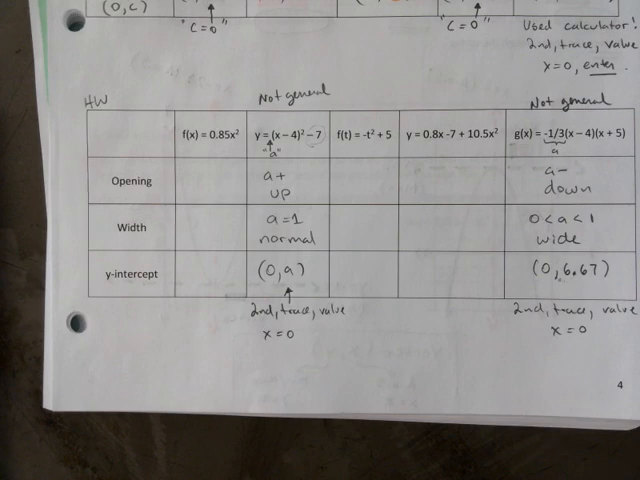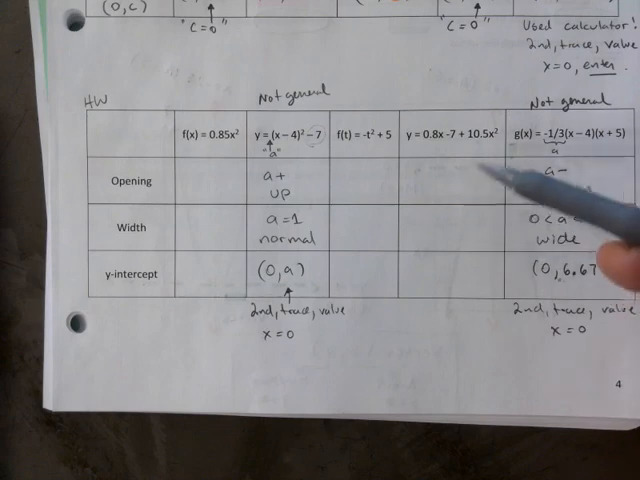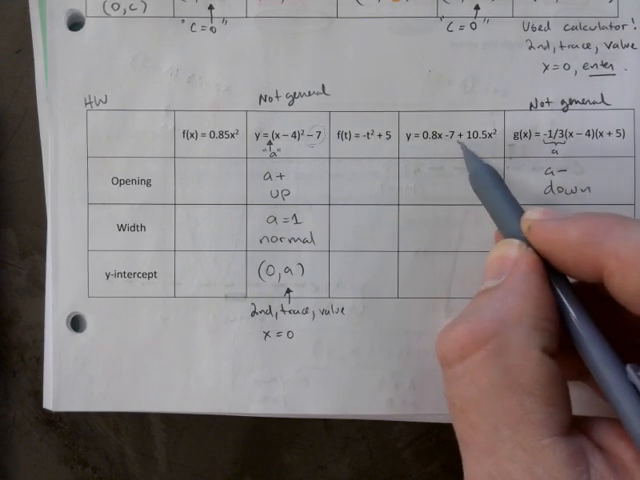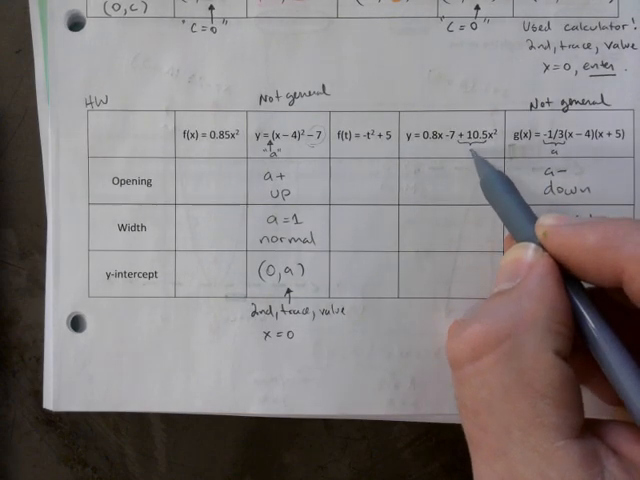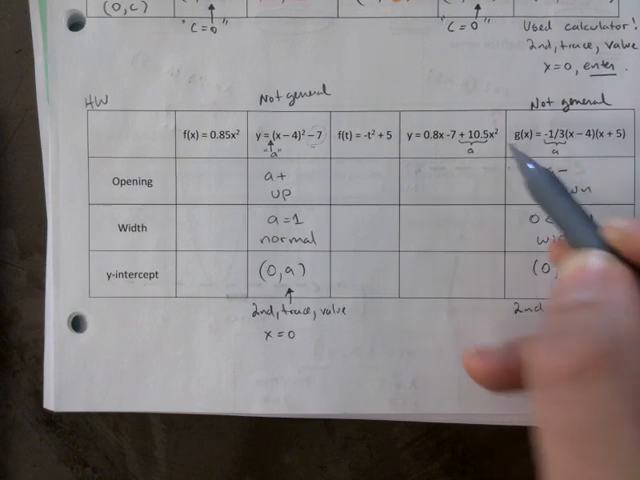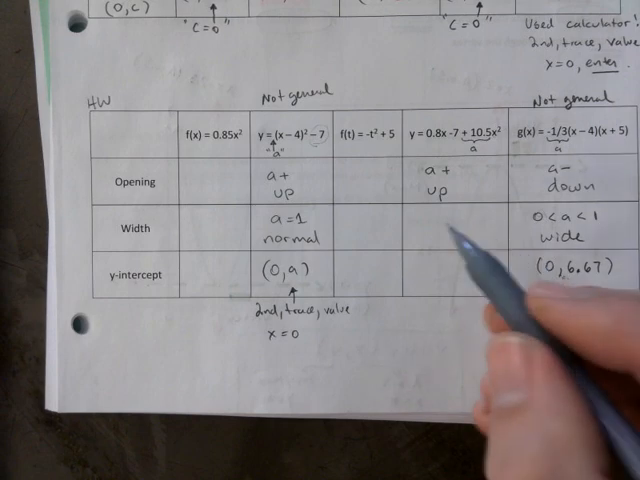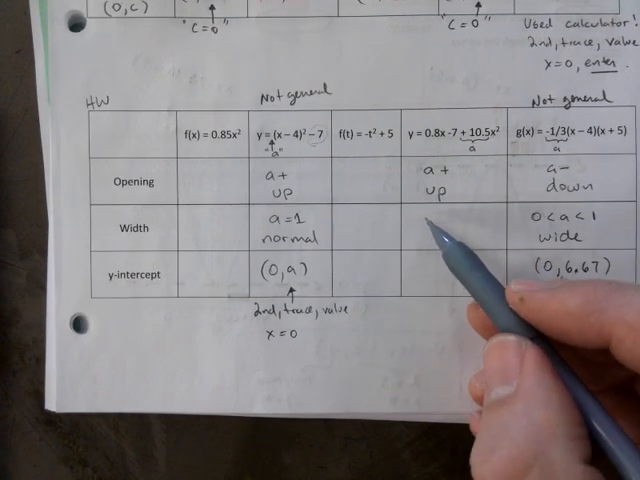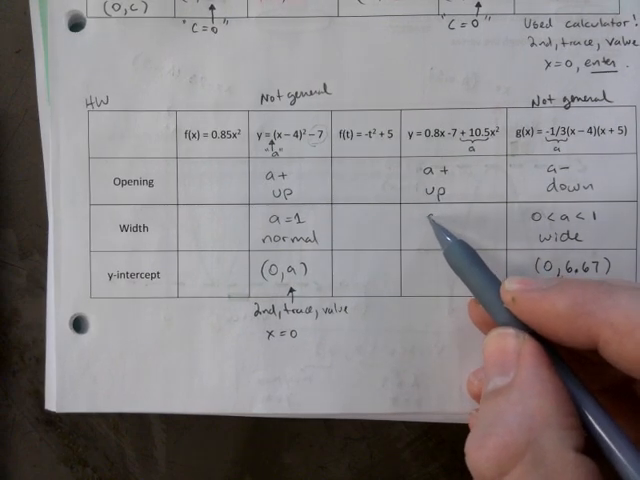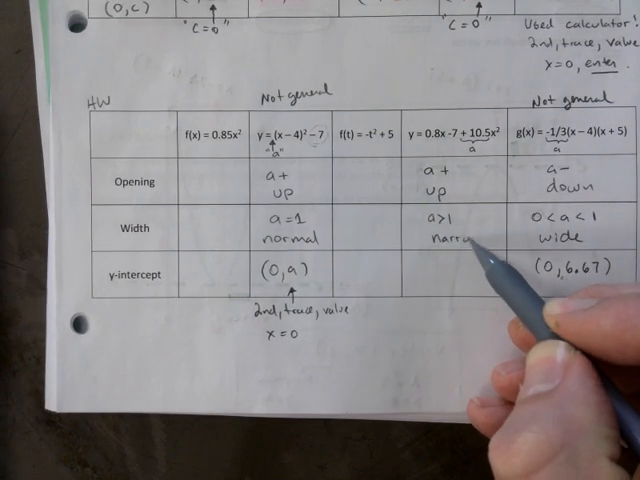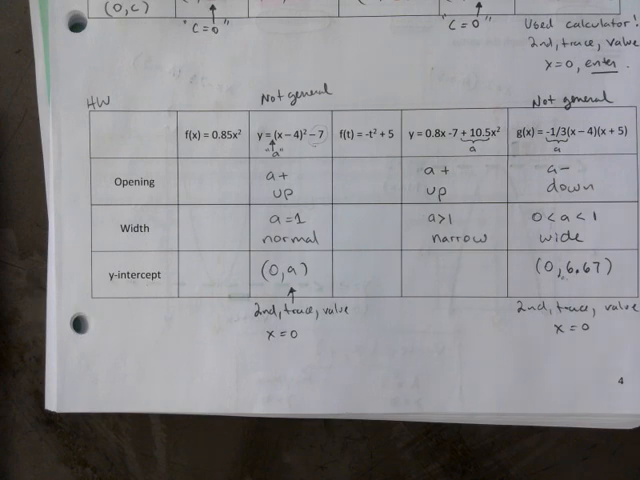I'll do one more. This one is in general form because there are no brackets there. Where is A located here? It's actually right here with sign and everything. This is A. It's in front of the x squared term in this case. A is positive, so this will be pointing up. For the width, A is greater than 1, so this would be a narrow curve.